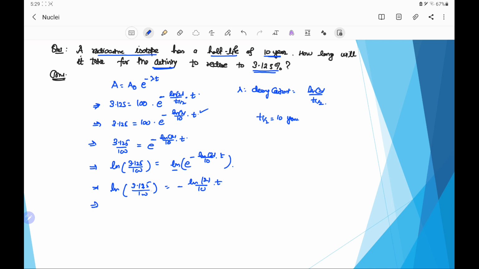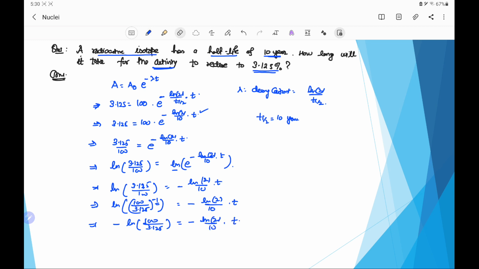Now on the left hand side, we can invert the argument. So it will be log of 100 by 3.125 raised to power minus 1. That is equal to minus log 2 by 10 into t. And this minus, which is in power, using the property of log, we can write it as minus log 100 by 3.125 equal to minus log 2 by 10 into t.